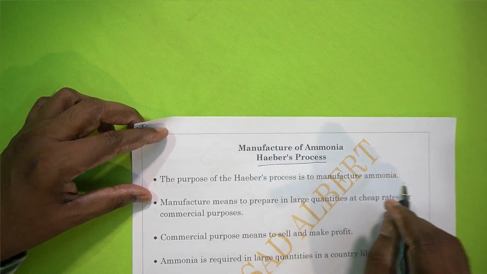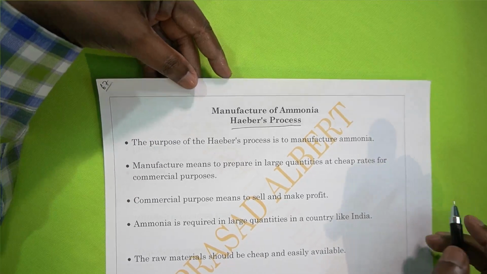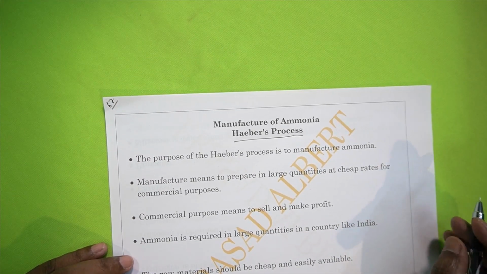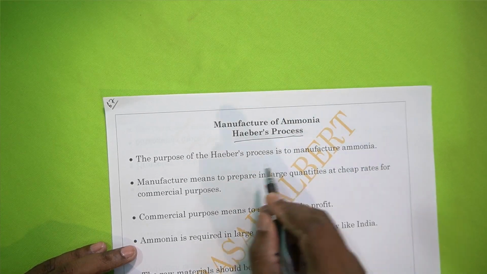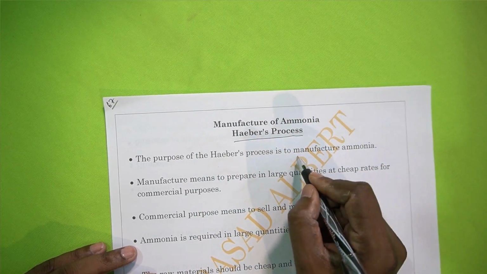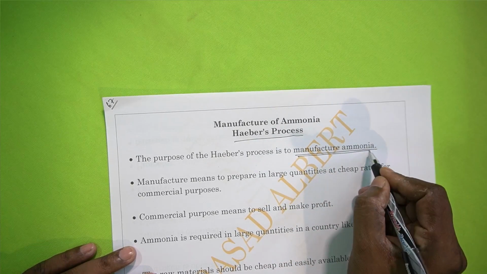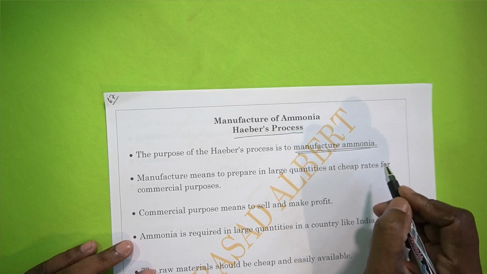The process is known as Haber's process. It is named after the scientist who designed it, Fritz Haber. The purpose of the Haber's process is to manufacture ammonia. Underline and note this word, manufacture. It is important to write manufacture ammonia.